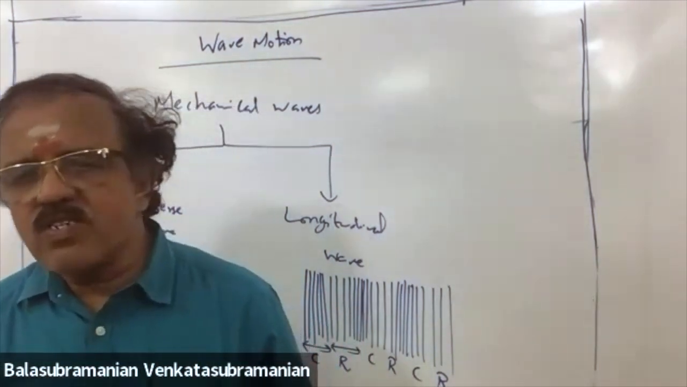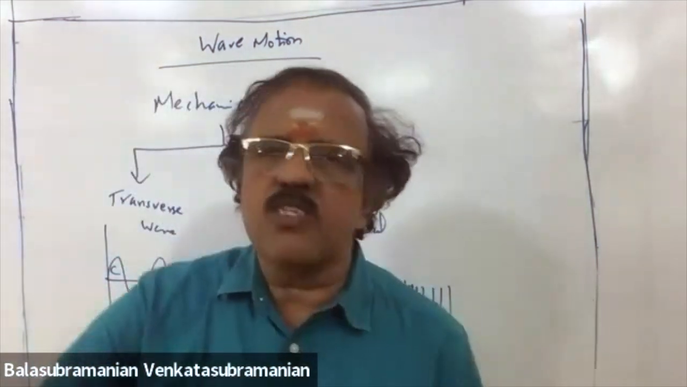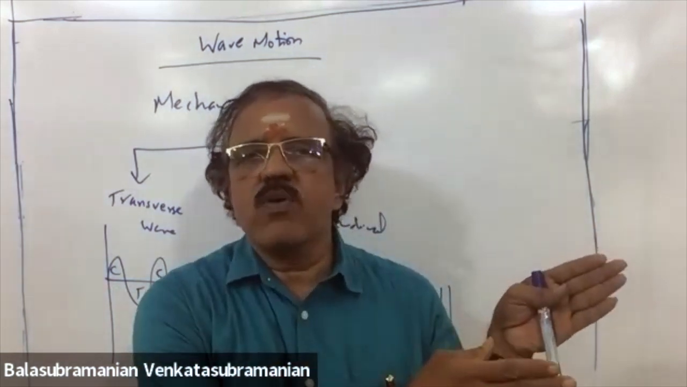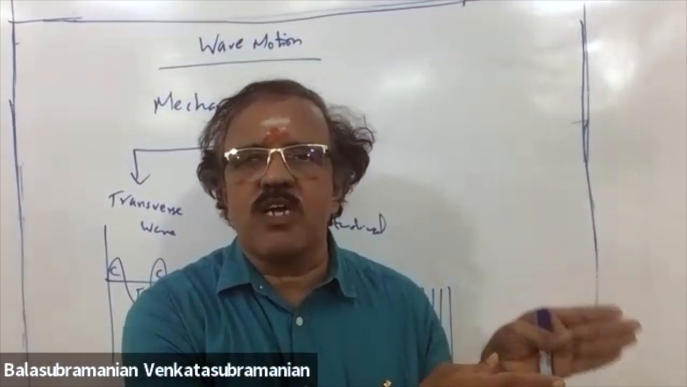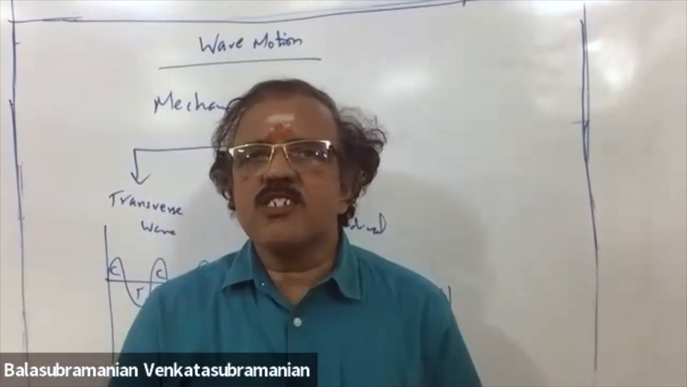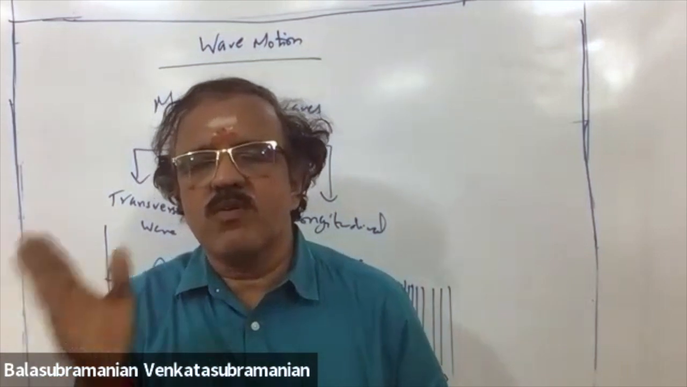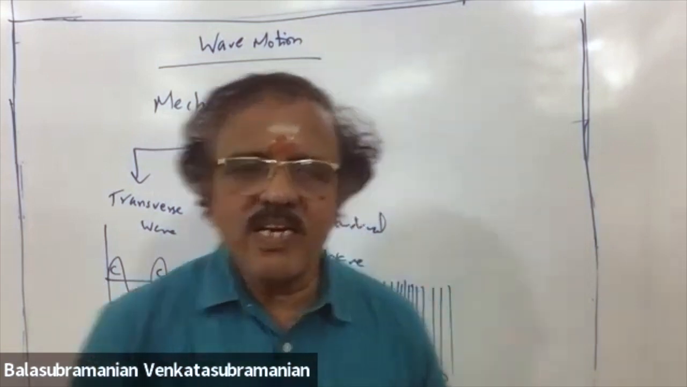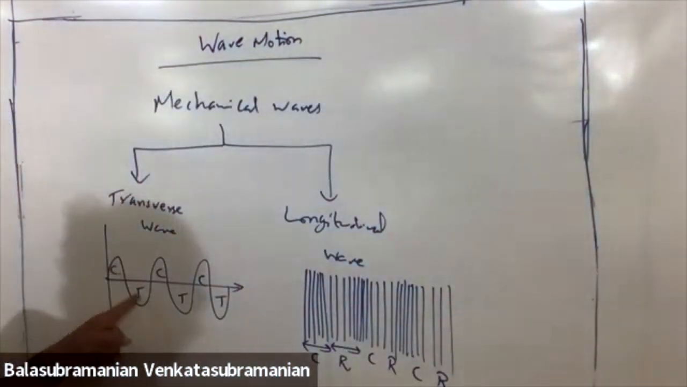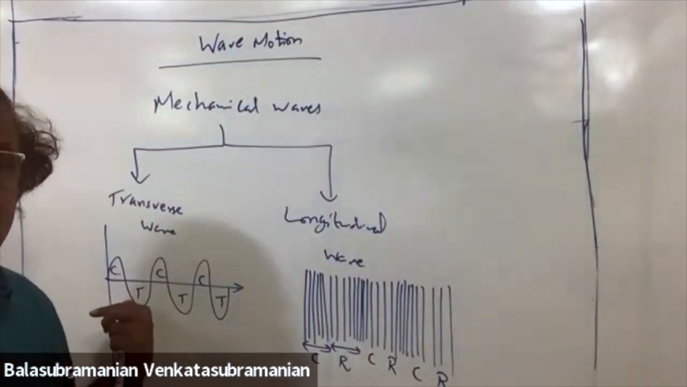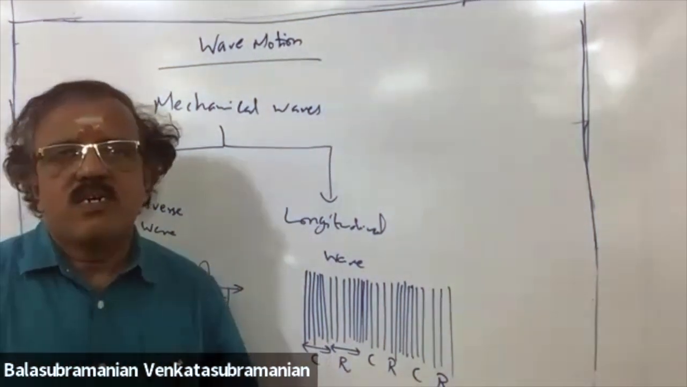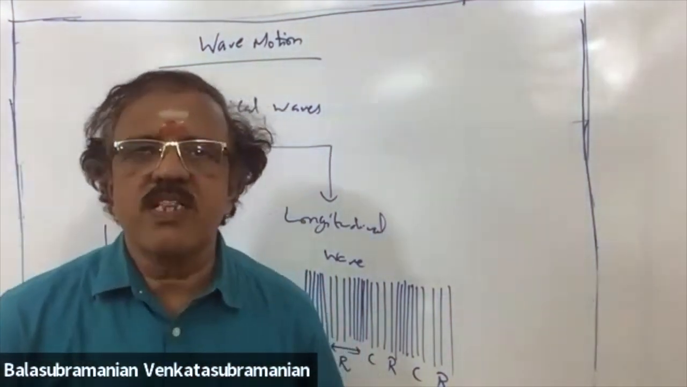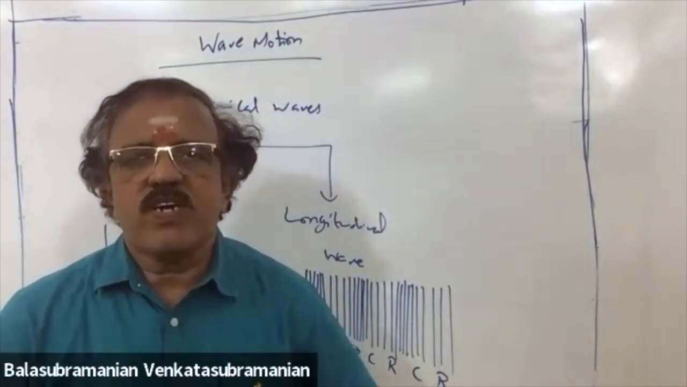The major difference between transverse wave and longitudinal wave. Of course, you know, in a transverse wave, particle vibration and wave motion both are perpendicular. In a longitudinal wave, wave motion and particle vibration are parallel. That is the first difference. Second, a transverse wave travels in the form of crest and trough. A longitudinal wave travels in the form of compression and rarefaction.